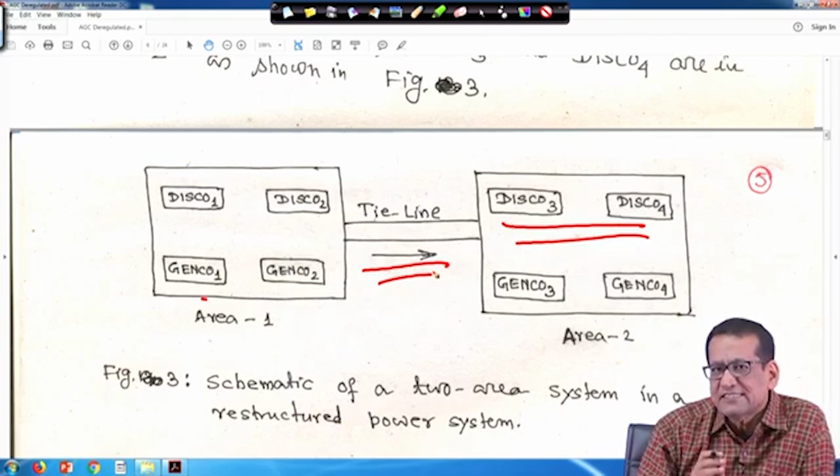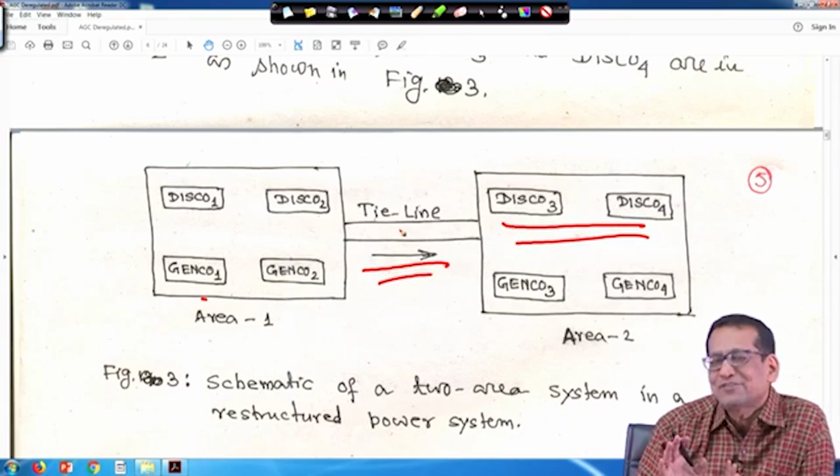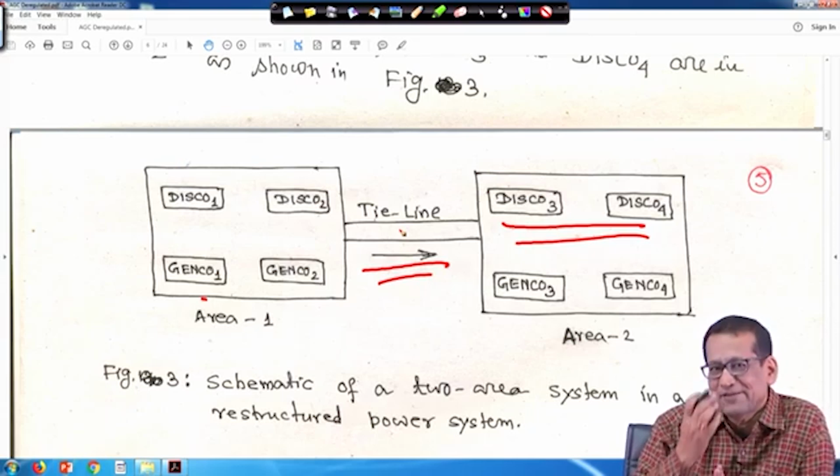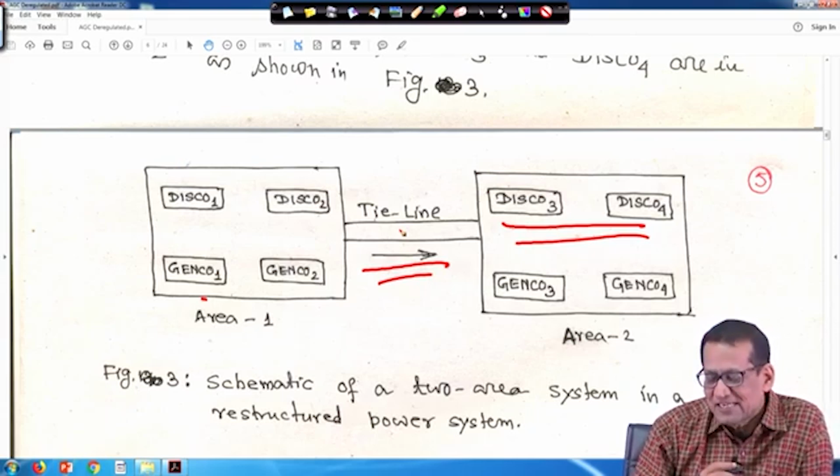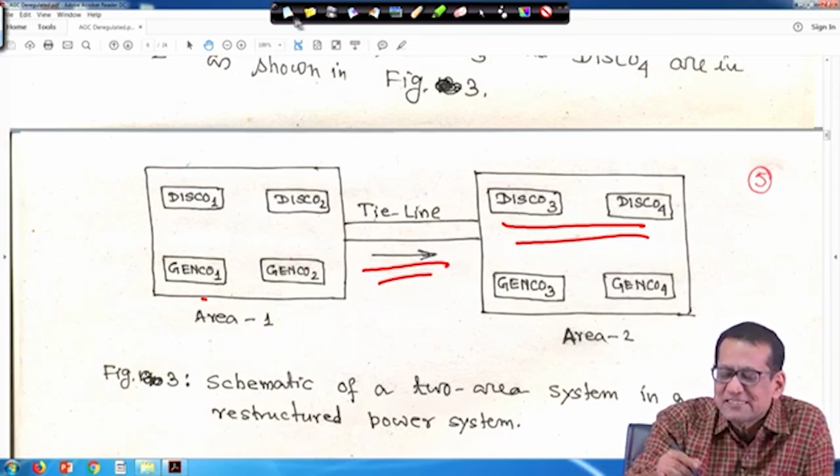So, these are the certain things. For this case, we are not considering any losses or anything, as those are beyond the scope of this course. This is a control type of thing, and that's why this 2 area system is taken.